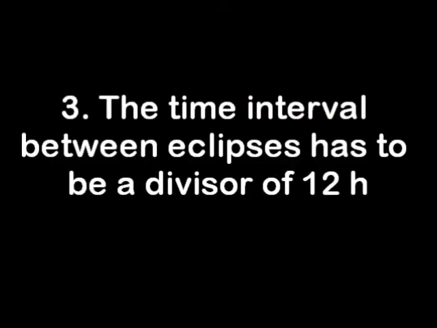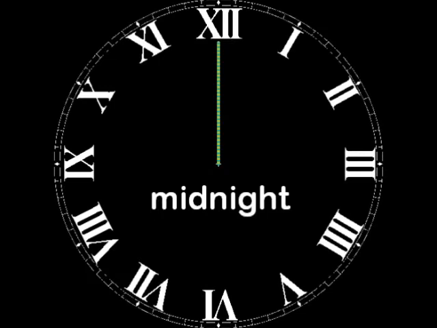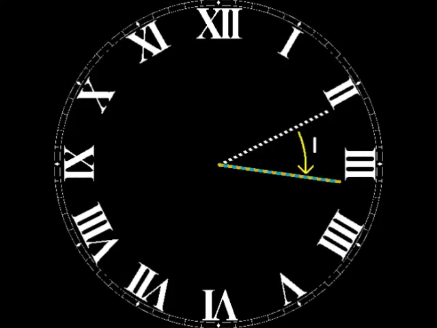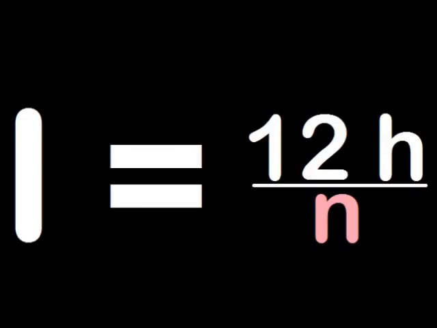3. The time interval between overlaps has to be a divisor of 12 hours. We know that an overlap occurs at midnight. We also know that an overlap occurs at noon. Because we know that the overlaps occur at regular intervals, it has to be the case that some number of overlaps add up to 12 hours. So, for example, maybe exactly 9 overlaps add up to 12 hours, maybe 10 overlaps add up to 12 hours, etc. In other words, the interval between overlaps has to be some number of the form I equals 12 hours divided by n, where n is a natural number.